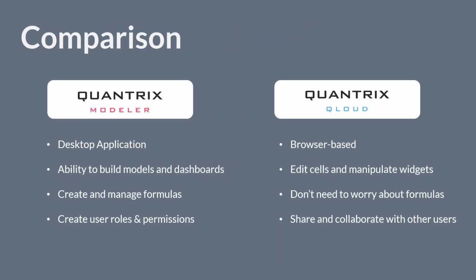To get a better understanding of what makes Qloud special, let's take a look at how it compares to Modeler. Modeler is a desktop application, whereas Qloud is browser-based. In Modeler, you have the ability to build models and dashboards, whereas in Qloud, you're focused on editing cells and manipulating widgets. In Modeler, you can create and manage all of your formulas. In Qloud, you don't need to worry about formulas. In fact, you won't even see them. In Modeler, you can create user roles and permissions. In Qloud, you're sharing and collaborating with others.